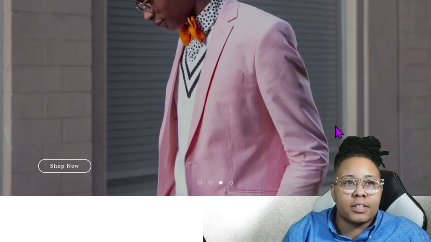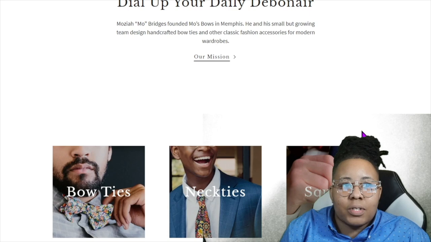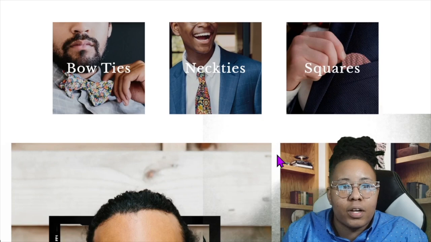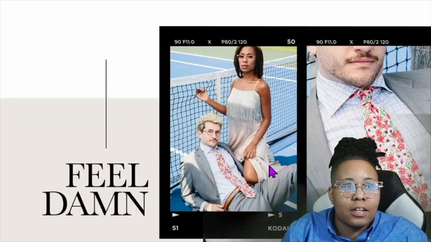They started this company when he was 9 years old, once again to come up with some extra money. Now he has clients like Barack Obama and Steve Harvey. Look at these bow ties, look at these neckties, they even have squares. This is amazing. So what started out as just a project to earn money now makes over $200,000 a year. Good job, Mo Bows, Mosiah Bridges.